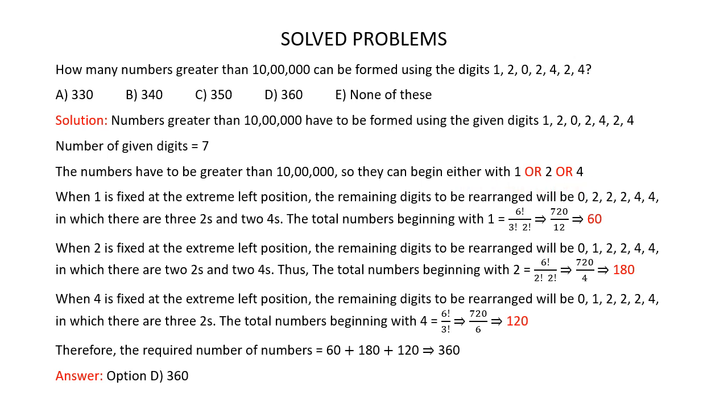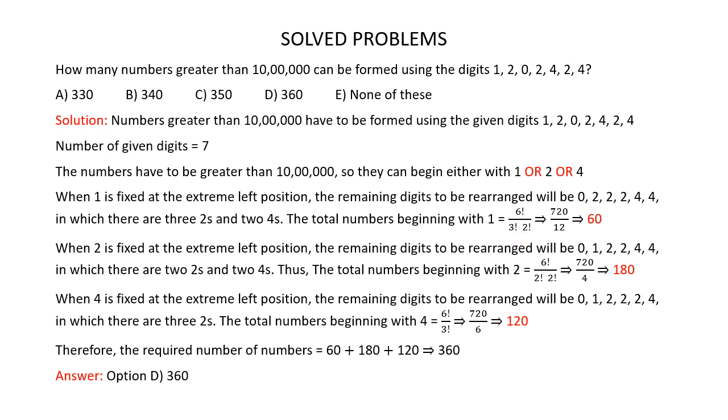Now when 1 is fixed at the extreme left position, the remaining digits to be rearranged will be 0, 2, 2, 2, 4, 4, in which there are 3 2s and 2 4s. Now the digits to be rearranged are 6 in number, so overall factorial is 6. And out of which there are 3 2s and 2 4s. So repeat factorials are 3 factorial and 2 factorial. So the total numbers beginning with 1 is equal to 6 factorial divided by 3 factorial multiplied by 2 factorial.